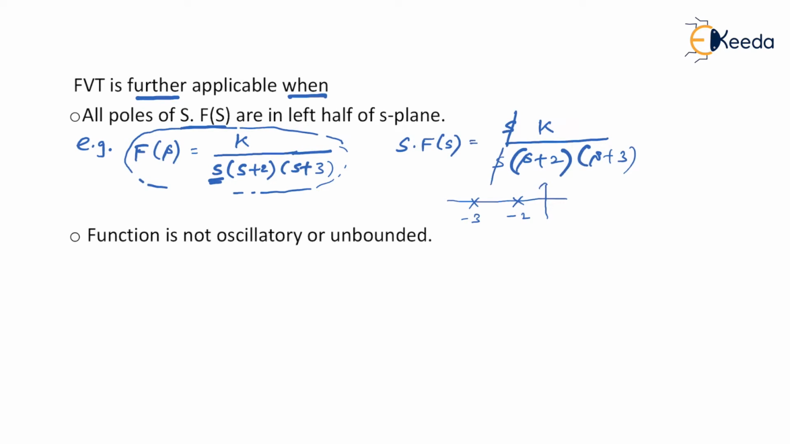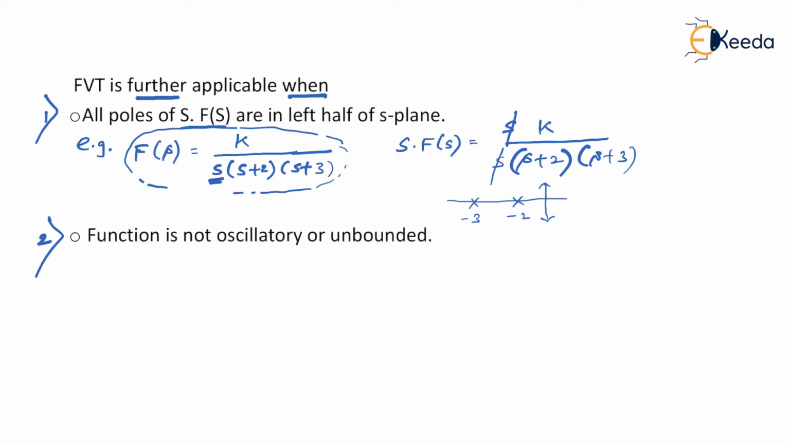As you can see, those poles are lying on the left half of the S-plane, and therefore I can say that the final value theorem will be applicable for such a function. So you have to always see a given function, multiply with s, see to it that all poles are lying on the left half of the S-plane, and only then is the final value theorem applicable. Otherwise you can say that the final value theorem is not applicable. So this is about the first condition. Look at the second condition.